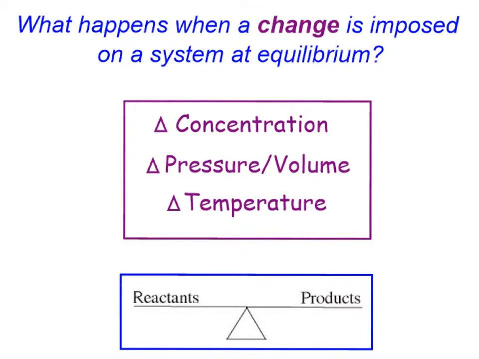Since these rates are equal, the concentrations of the products and reactants will at that point remain in a constant state. Now let's take a look at what happens when a change is imposed on a system at equilibrium. What if we change the concentration? Or if there is a change in the pressure or volume?